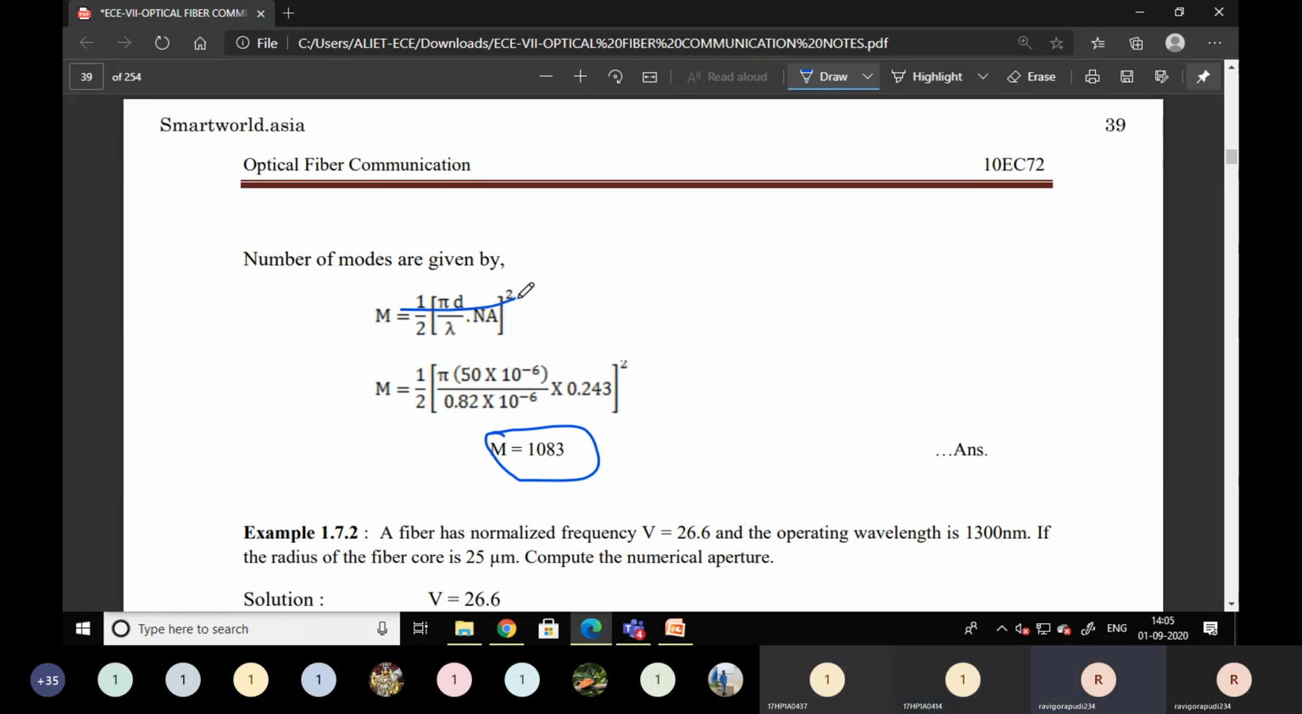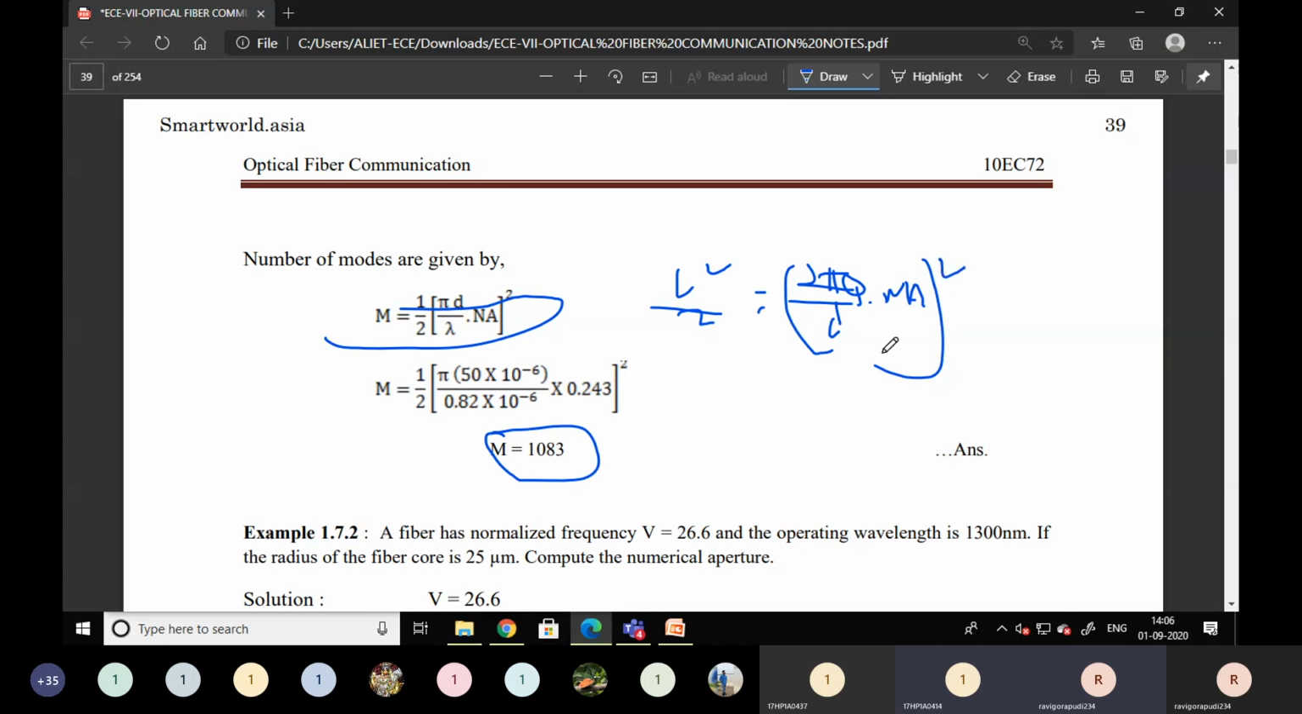Yes, sir. So why I am using this formula is, I already told you M is equal to V square by 2. Here we substituted 2 pi A by lambda into NA, whole square by 2. Then the 2 gets cancelled. Then 2A here we have. 2A is nothing but D, pi D.